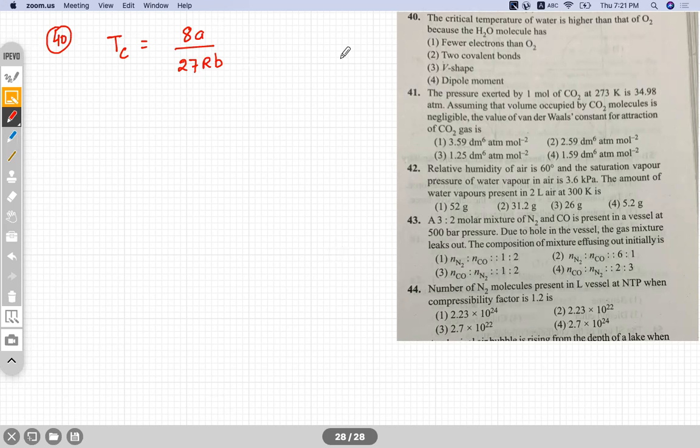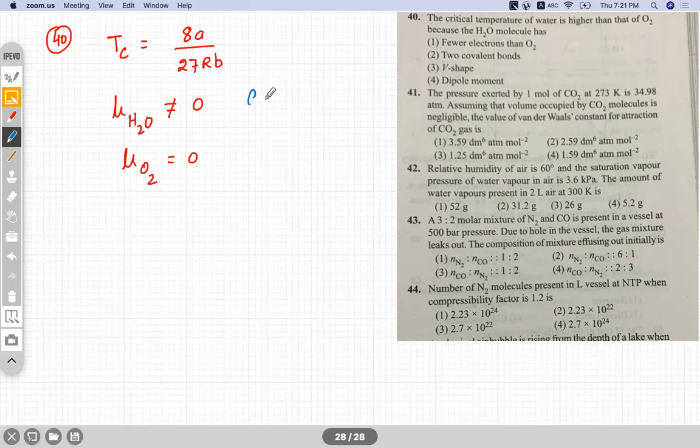So the H2O molecule, we know the dipole moment of H2O. H2O is a polar molecule. Dipole moment is not equal to 0. But for O2, the dipole moment is 0. It is non-polar. So the value of A for the H2O molecule is greater than that of O2. That's the one thing.